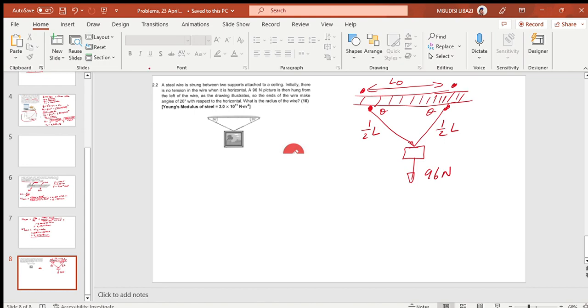What we can do is draw a free body diagram. We have a weight here which is 96 newtons, and then we have that tension there and that tension there. Let's say this is T1 and this is T2. They are equal. And then taking the angles, you can see that the angles are alternating, so that angle there will be the same as that angle there.